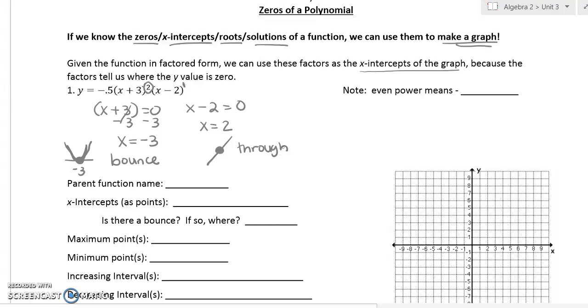Now, we do like to know what the parent function's name is. In this case, we count how many x's I have. I have 1 x here, and I have 2 right there because it's squared, so technically that's x times x. And if you don't believe me, I can even write it as negative 0.5 times x plus 3 times x plus 3, since there's two of them, times x minus 2. So since there are 3 x's, I know that this is a cubic function.